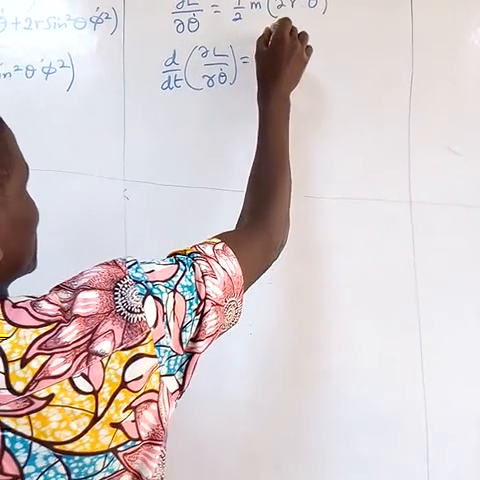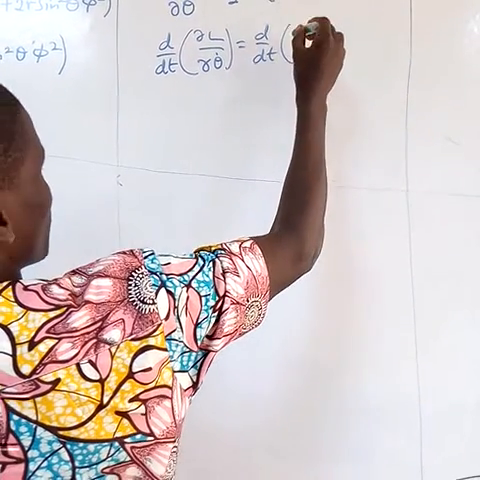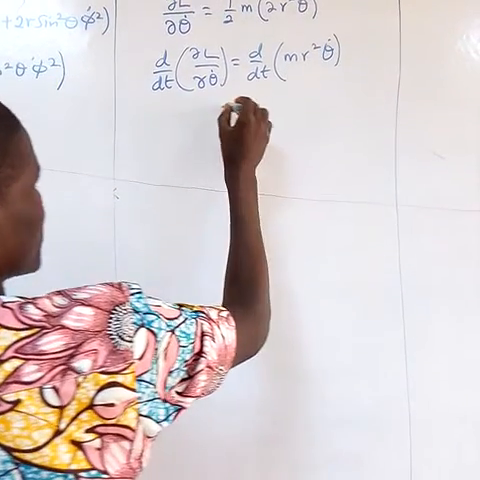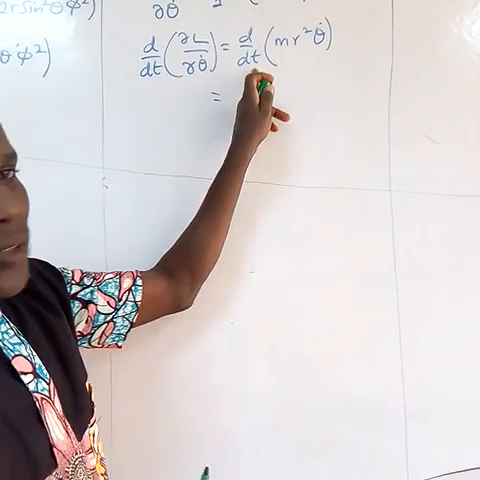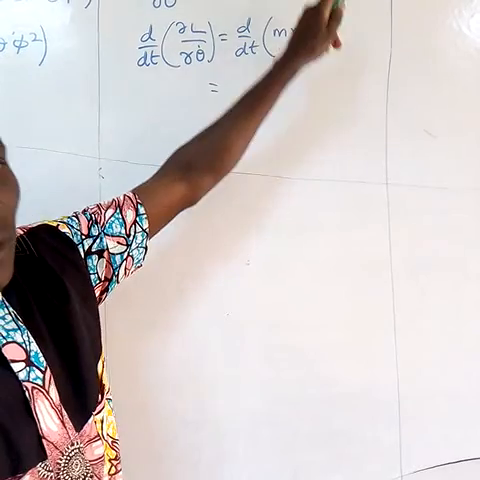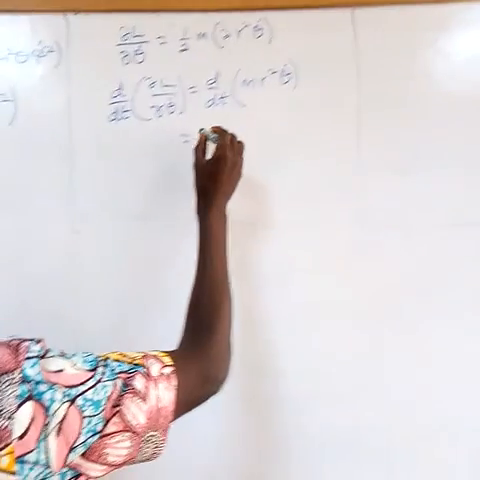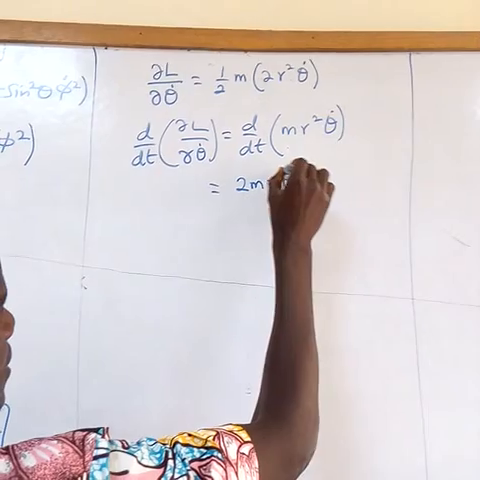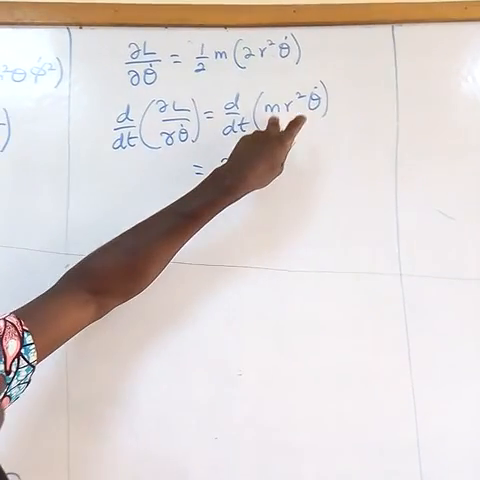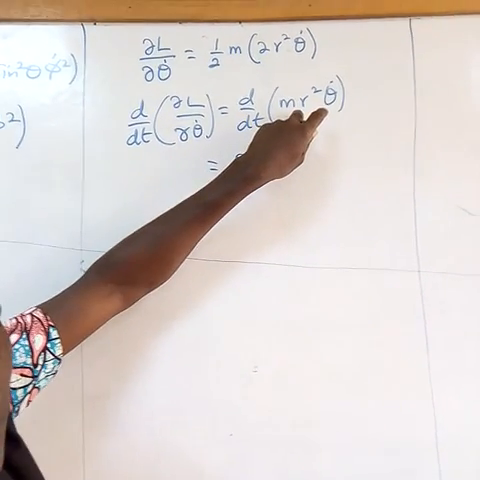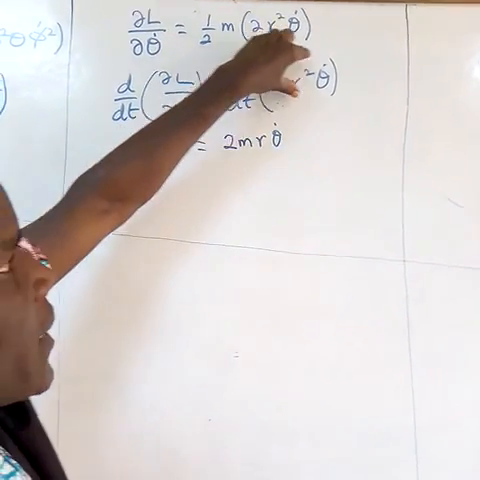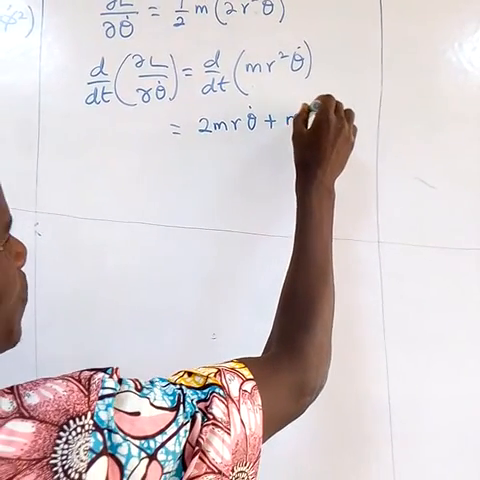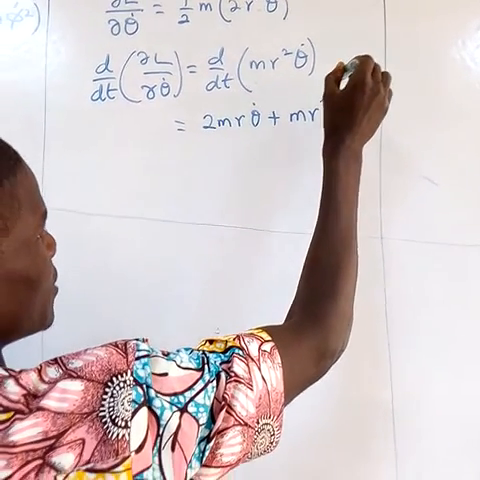This one is going to be d dt of mr squared theta dot. Since you know that r is a function of time and theta dot is another function of time, what we are going to have will just be equal to 2mr theta dot, that is, we kept theta dot and m constant, we differentiated r. But if we keep m and r constant and we differentiate theta dot, we are going to have mr squared theta dot dot.